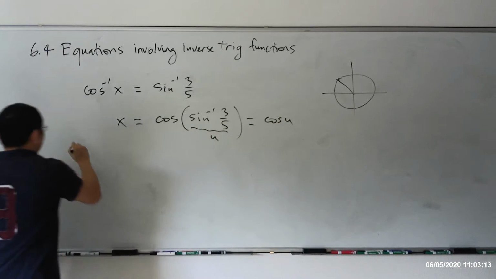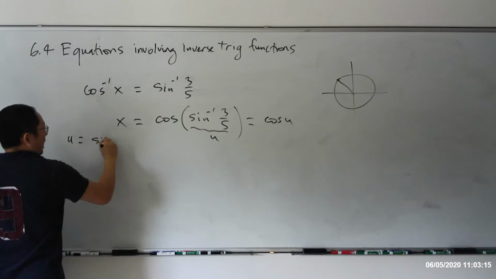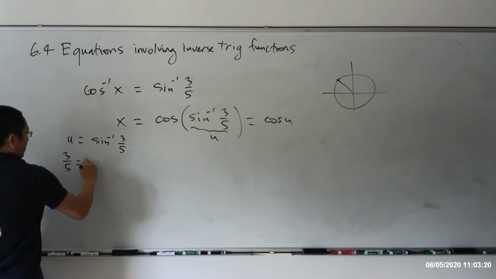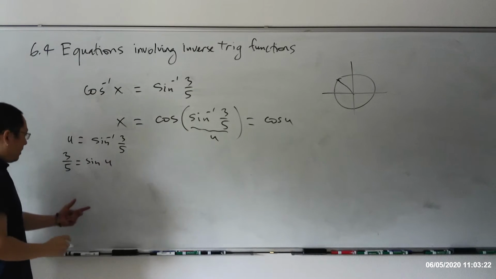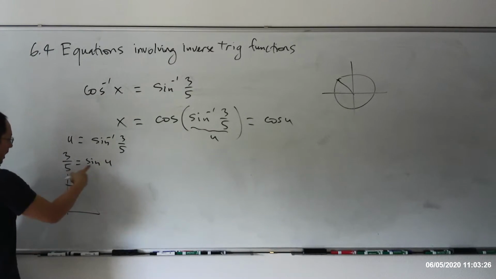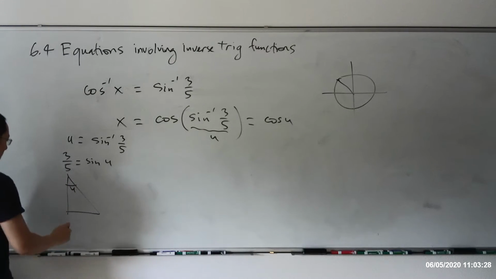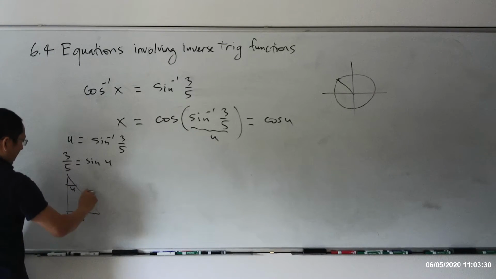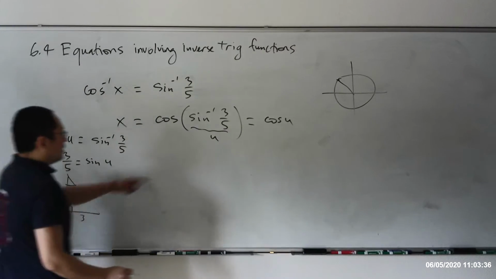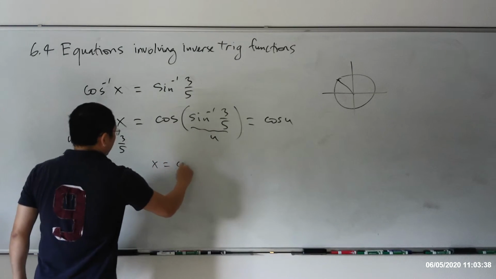So if I let u equal to sine inverse of 3 over 5, then 3 over 5 is equal to sine u. Now you can construct a right triangle with angle u, and you know that sine is opposite over hypotenuse, so 3 here, 5 here, and obviously this is 4 using the Pythagorean theorem. So this is cosine of u, so x is equal to cosine of u.